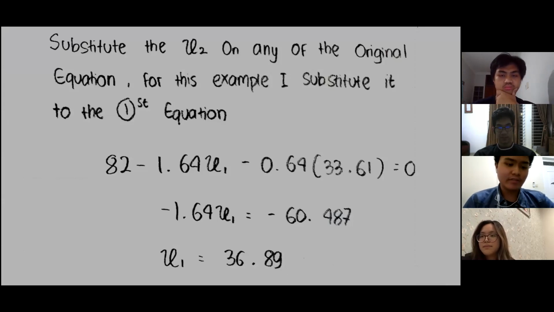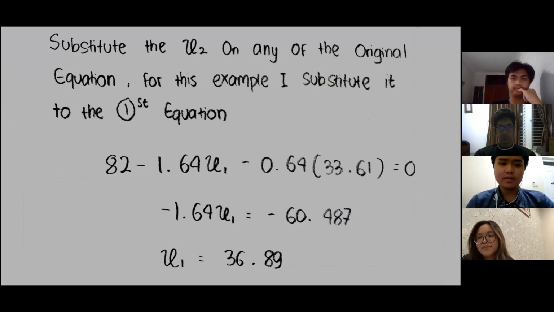After we get the value of x2, we can substitute it into either of the previous two equations. But for this example, I'm going to substitute it into the first equation. So 82 minus 1.64 x1 minus 0.64, and inside the bracket is the x2 that we found earlier, which is 33.61, equals 0.